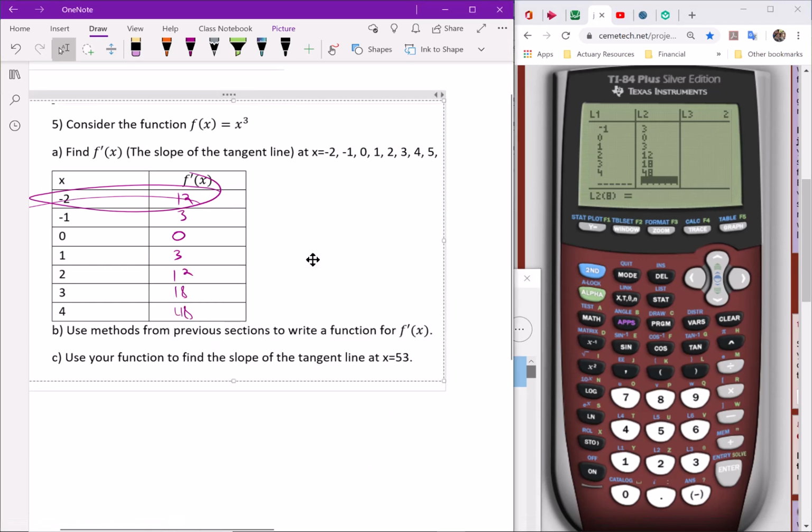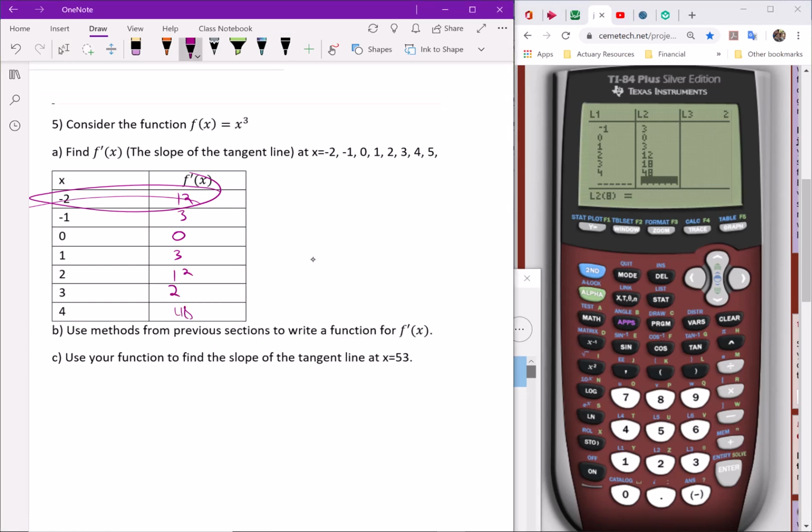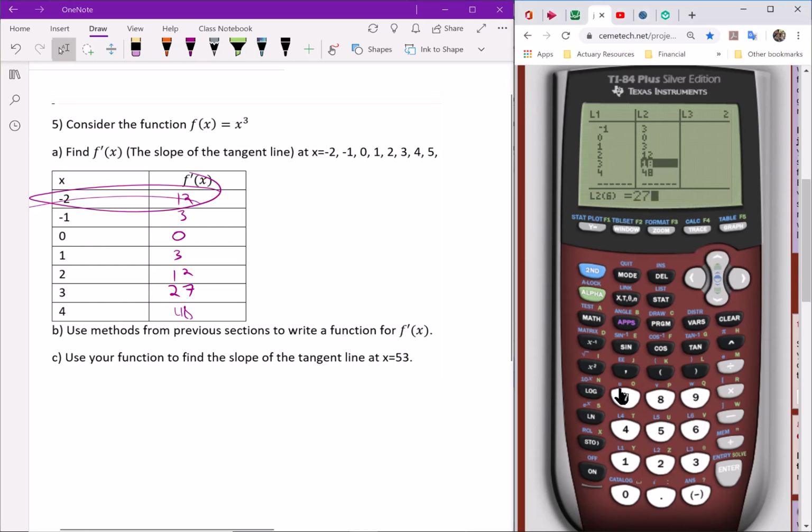And I just realized I did mess up this one right here. This one should be 27, so I got to go change that in here too. This is 27. So we plot those points, then we're going to basically graph a scatter plot, right? So we're going to turn this scatter plot on, and we need to make sure our window's correct, right?